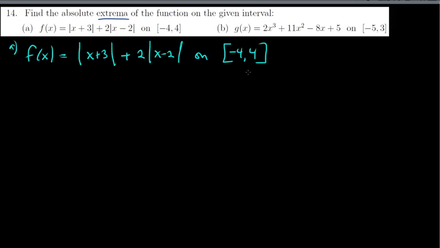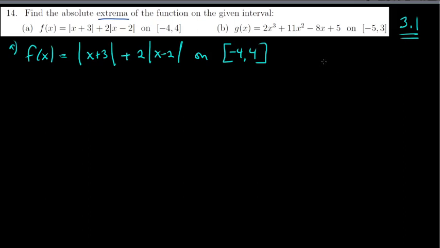I'm not going to do part B because that's a polynomial, and if you go back to section 3.1, I did one just like that there. I did, I think, a third degree polynomial, a cubic polynomial. So that should not be hard. Part A is probably more difficult simply because we have absolute value, and you may have forgotten how to take the derivative of absolute value, so I will review that.